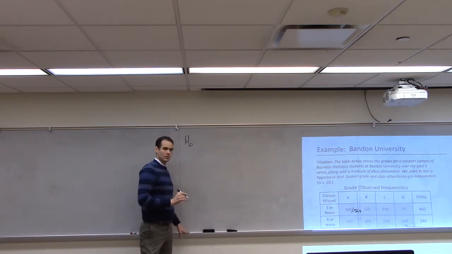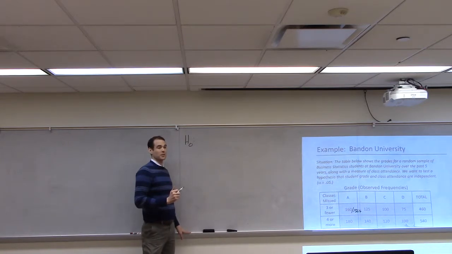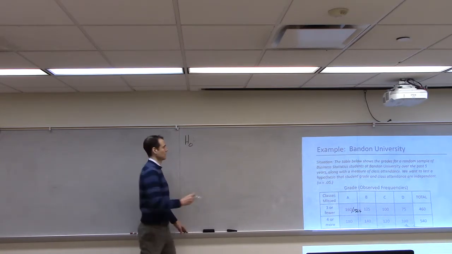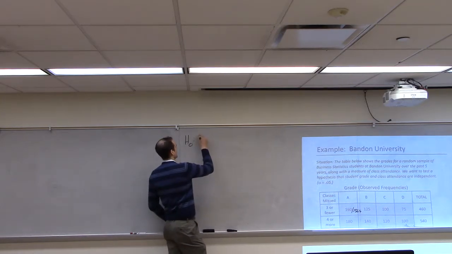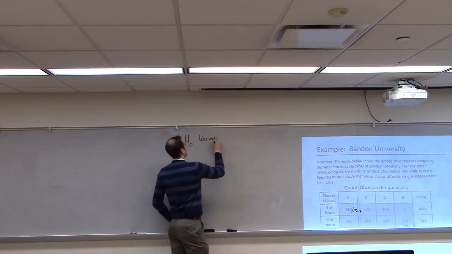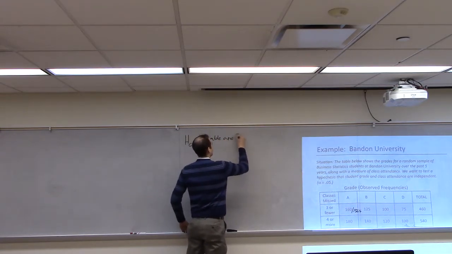Population proportion, more than equal population. No. Test for independence. Chi-squared test for independence. What's the null hypothesis? Oh, that they're all independent. Yes. So variables are independent.